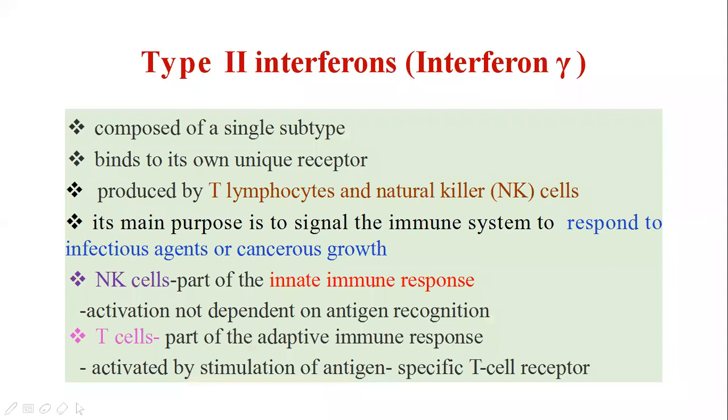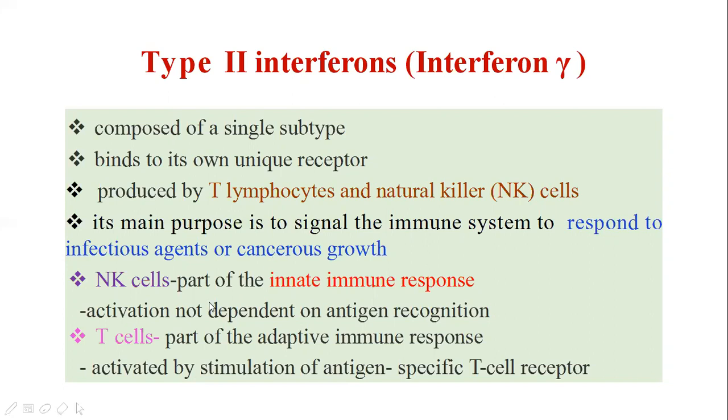The next slide is on type 2 interferons. There is one subtype, interferon gamma, which binds to its own unique receptor. It is produced by two types of cells: T lymphocytes and natural killer cells, or NK cells. The main purpose of interferon gamma is to signal the immune system to respond to an infectious agent or to cancerous growth. In both cases, it is just imposing the signal to the immune system.